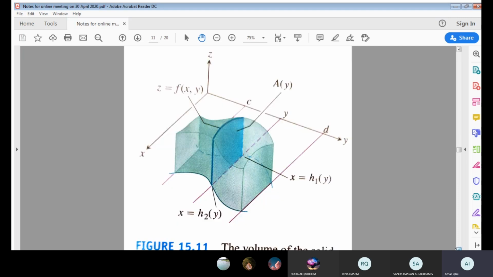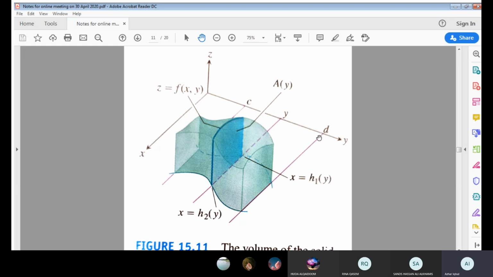And here the situation is represented like this. In the xy plane, the region is region R, a non-rectangular region we are looking into, and on the two sides, this region is bounded by these curves. This one is x equal to h2(y), the curve in the xy plane, and this is the other curve, x equal to h1(y).